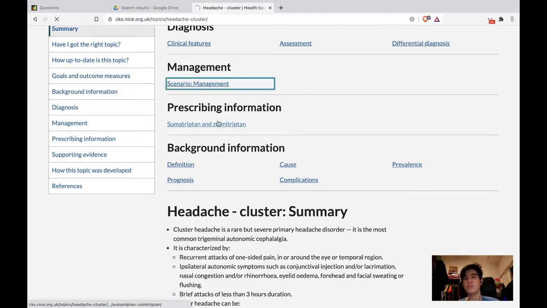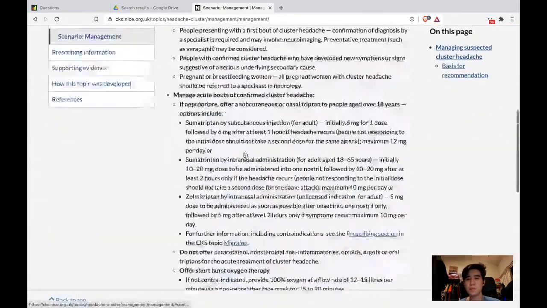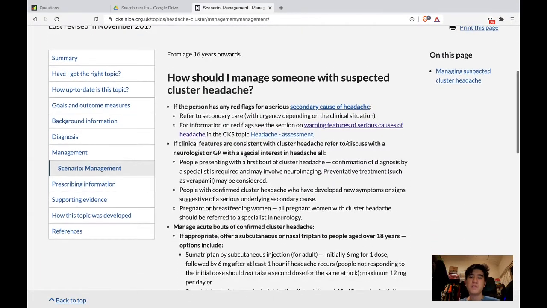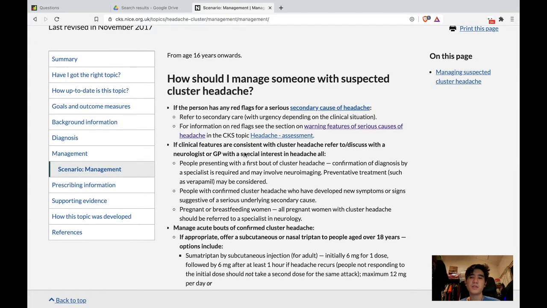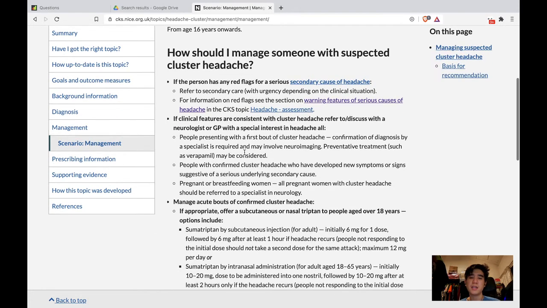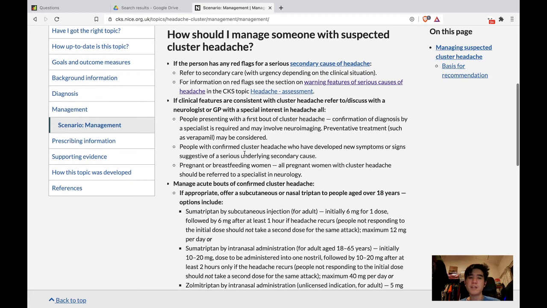Let's look at the management. So how should I manage someone with suspected cluster headache? If the person has red flags or a serious secondary cause of headache, refer to secondary care with urgency depending on the clinical situation. For information on red flags, see the section on warning features of serious causes of headache in CKS topic Headache Assessment. If clinical features are consistent with cluster headache, refer to or discuss with a neurologist or GP with a special interest in headache.